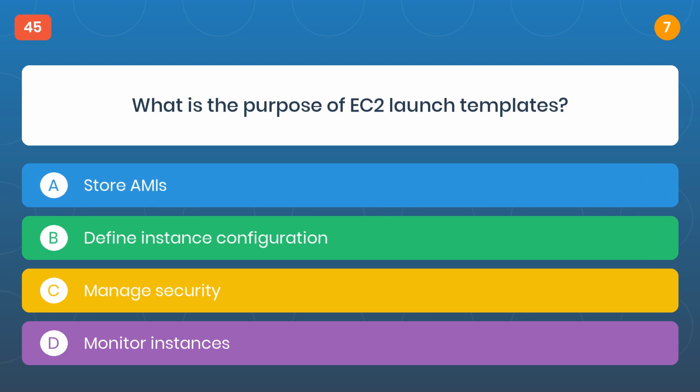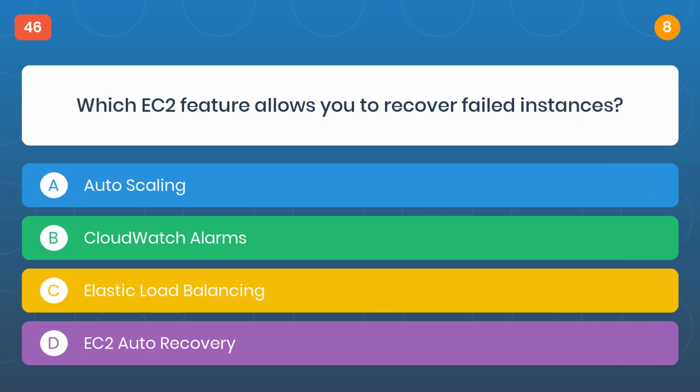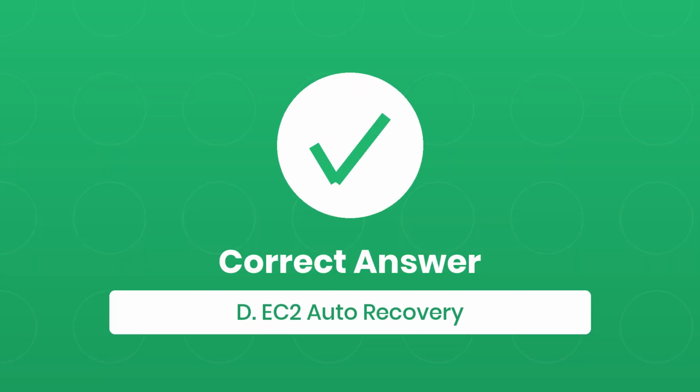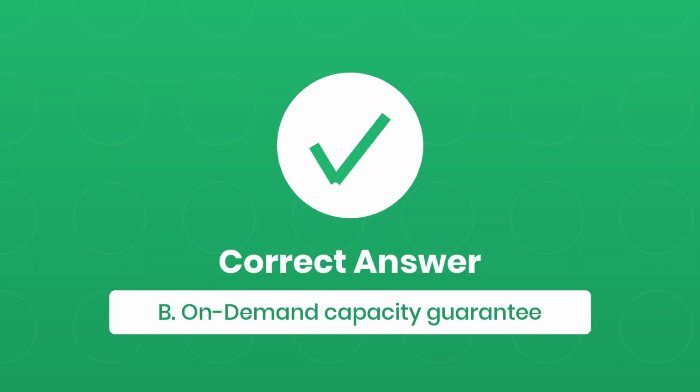Question 45. What is the purpose of EC2 launch templates? The correct answer is B, define instance configuration. Question 46. Which EC2 feature allows you to recover failed instances? The correct answer is D, EC2 Auto Recovery. Question 47. What is EC2 capacity reservations? The correct answer is B, on-demand capacity guarantee.